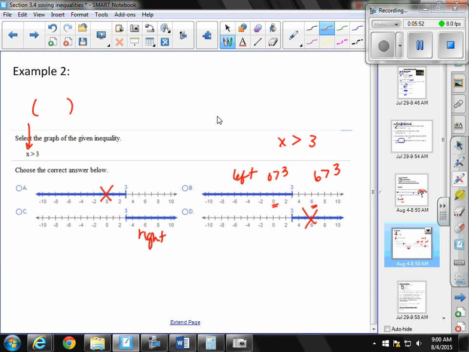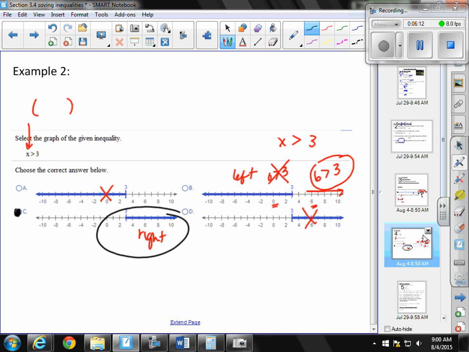And in this case, 6 is greater than 3, 0 is not. My shading should be going towards the 6 or towards positive infinity, so I know it's not answer choice B. My correct answer here is answer choice C. That's the correct answer.